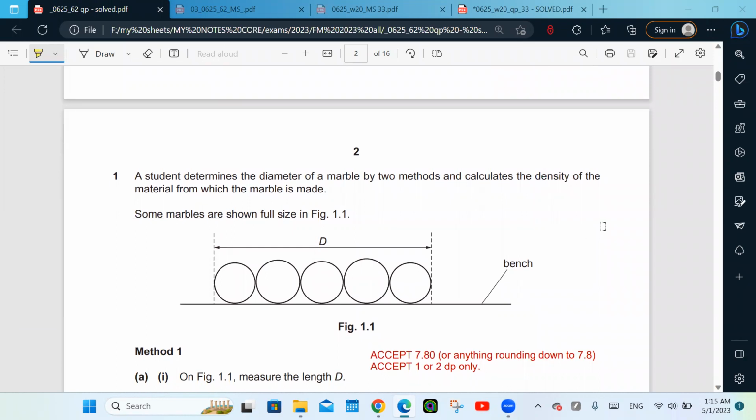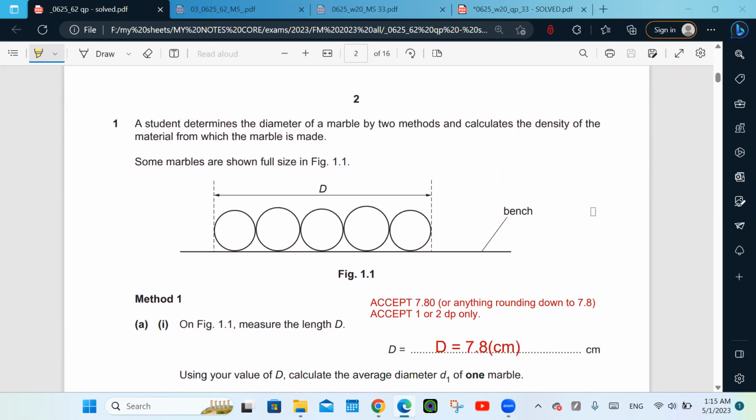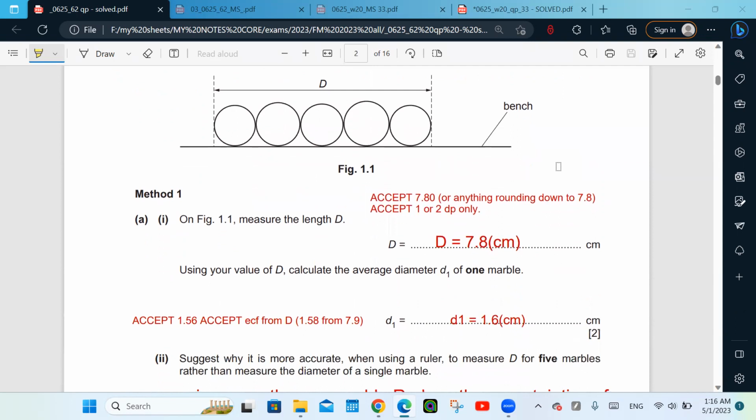The question is asking about a student determining the diameter of a marble by two methods and calculating the density of the material from which the marble is made. So at the end of the question, you have to calculate the density, and at the beginning, you need to calculate the diameter of the marble by using two methods, as you will see in this part.